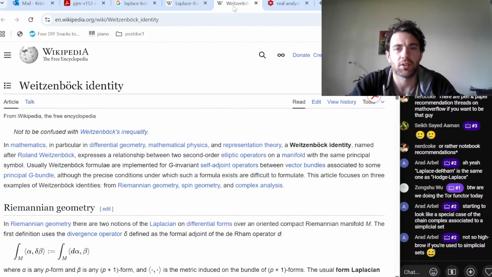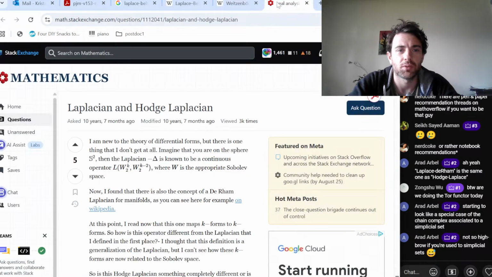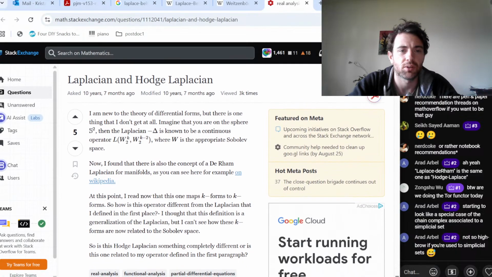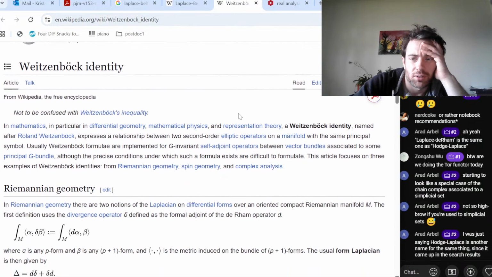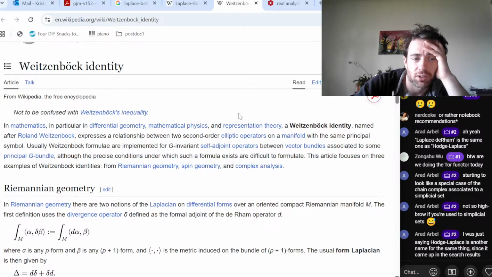Oh, I do want to look at what the Weitzenböck. Wait, what is this that I opened up here? Oh, Laplacian and Hodge Laplacian. You're just saying Hodge Laplace is another name for the same thing since it came up in search results. Right, okay.